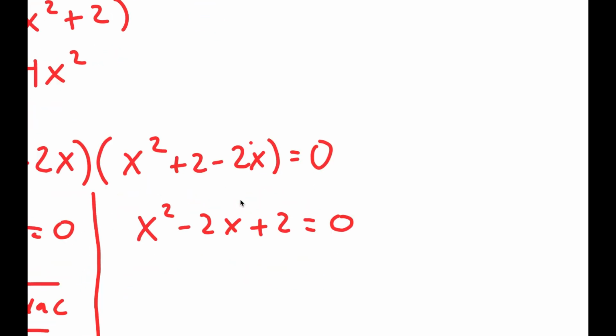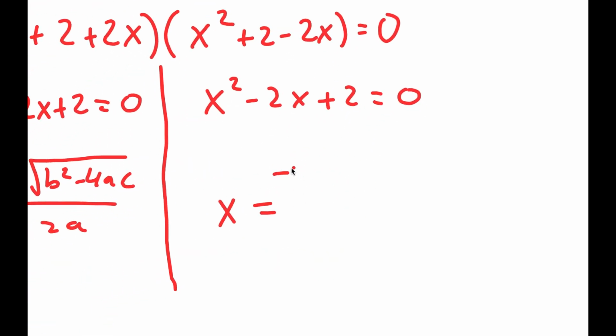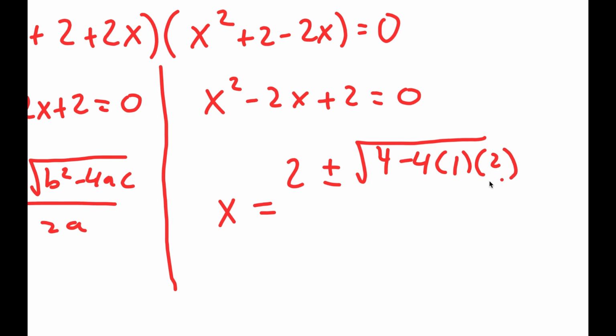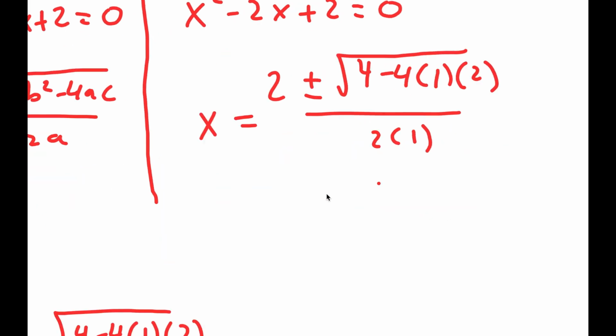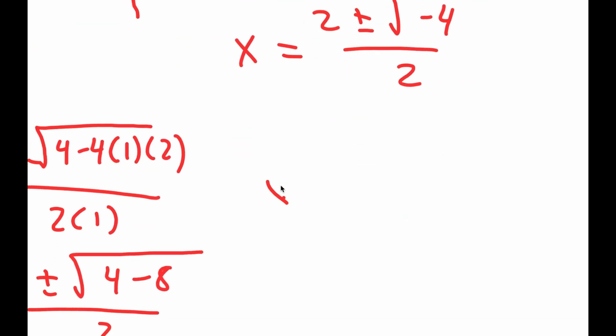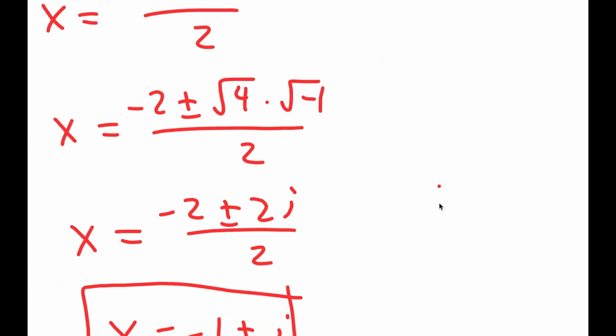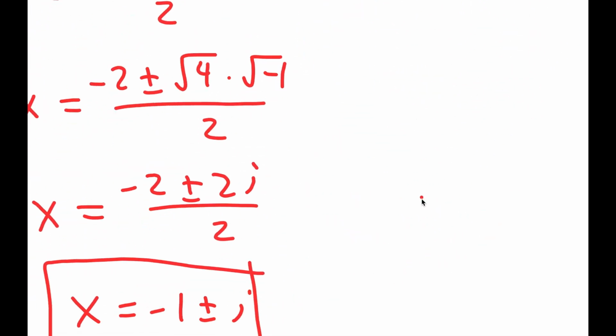And now, for x squared minus 2x plus 2 equals 0, I'm going to do the same thing. I'm going to use the quadratic formula. So I get positive 2 plus or minus the square root of 4 minus 4 times a, which is 1, times c, which is 2, all over 2 times 1. This is equal to 2 plus or minus the square root of negative 4 over 2, which is equal to 2 plus or minus 2i over 2, which is equal to 1 plus or minus i. So these are my 4 solutions.